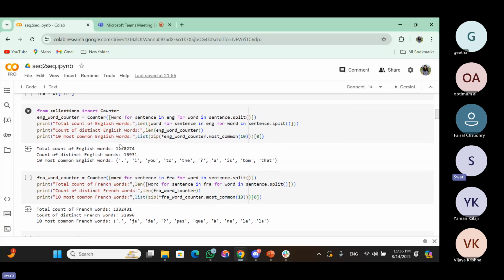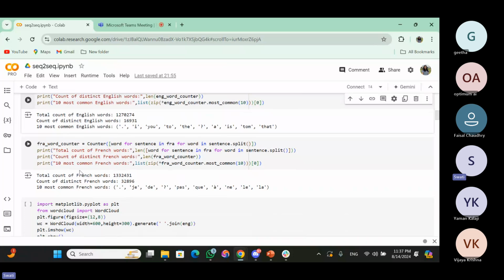Then these are some initial steps in analyzing your data. You are counting the words. How many total English words are in this file? There are more than 12 lakh words in this table, and distinct English words are only 16,931. The 10 most common English words are these.